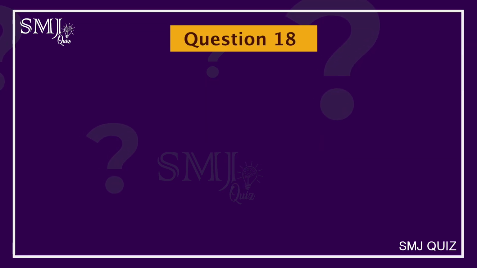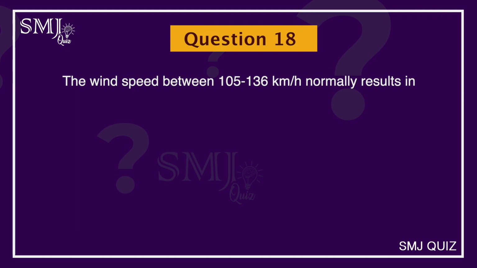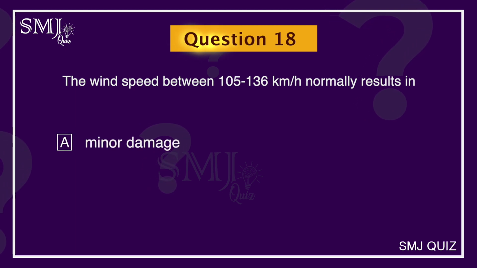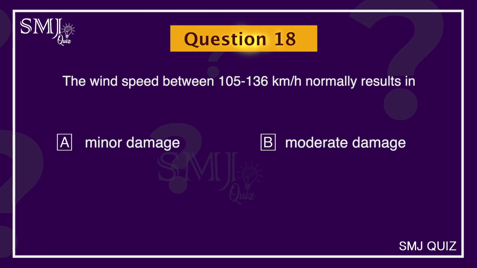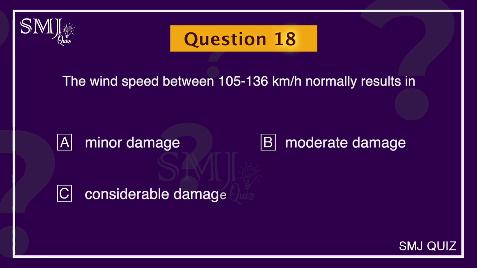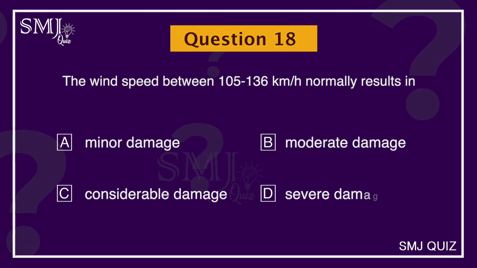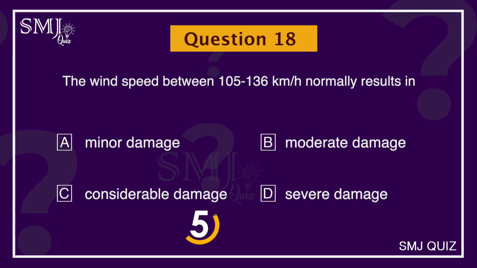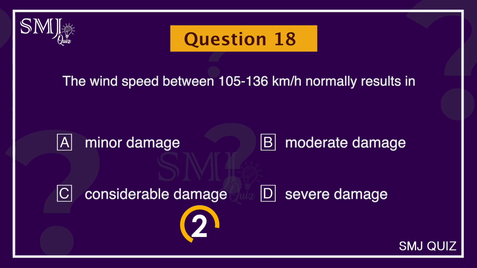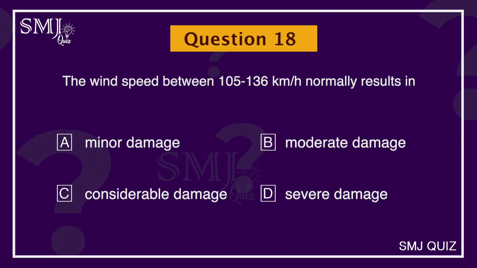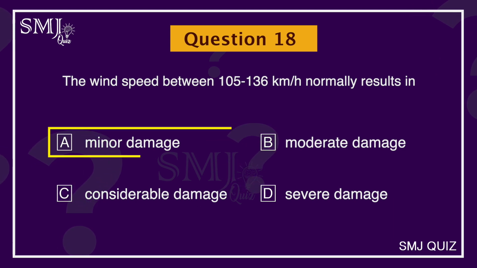Question 18. A wind speed between 105 and 136 km per hour normally results in A. Minor damage, B. Moderate damage, C. Considerable damage, D. Severe damage. The answer is A. Minor damage.